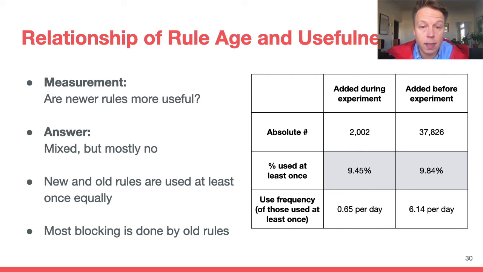So that makes old rules and new rules seem roughly equal. However, if we dig in a little more and ask, of all the rules that were used at least once, how often were they used? We see that there's a large difference. New rules were used far less frequently than old rules. New rules were used less than 1 time per day in the experiment, while old rules were used over 6 times a day, conditioned on them being used at least once. So we conclude that most of the blocking power or usefulness is already captured by old rules, and there's a declining marginal utility of new rules being added to the list.